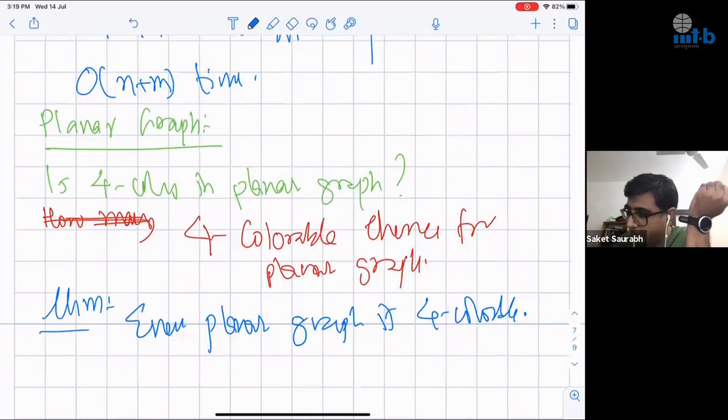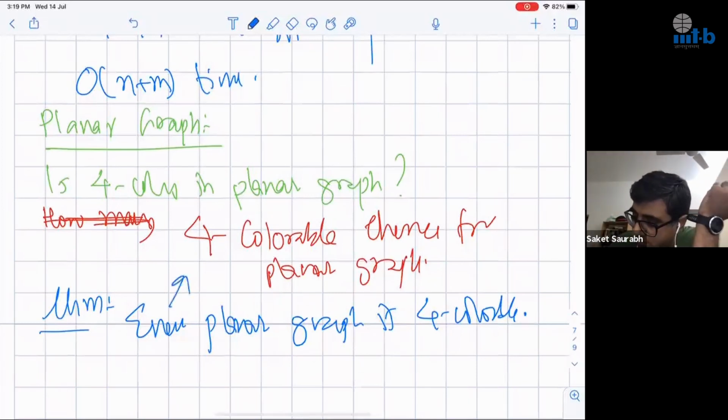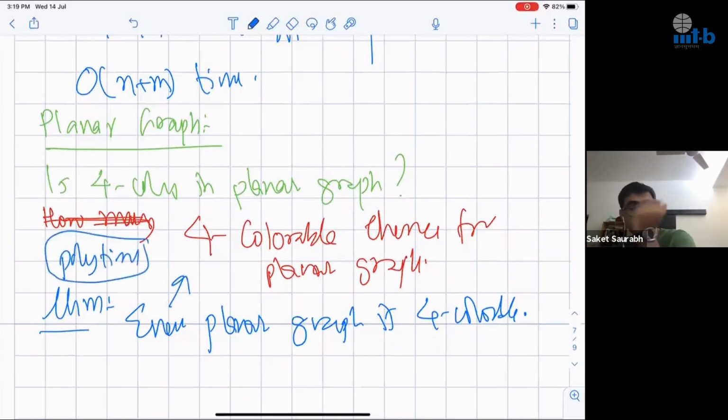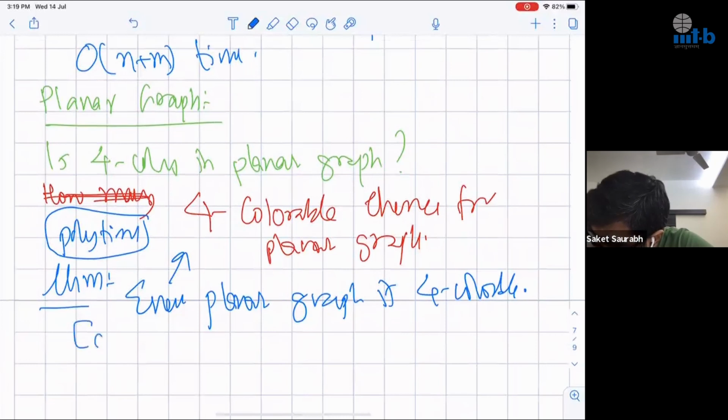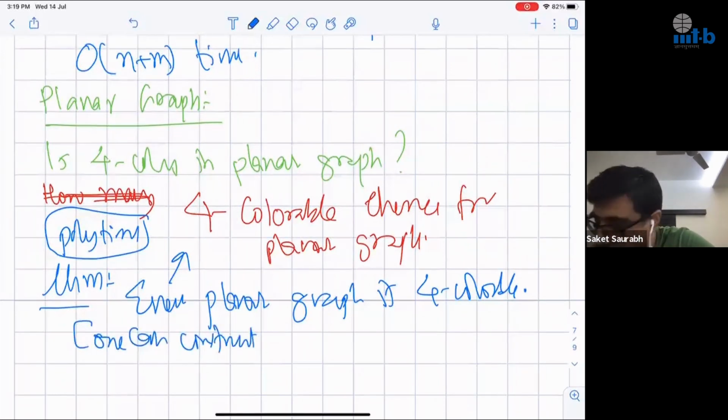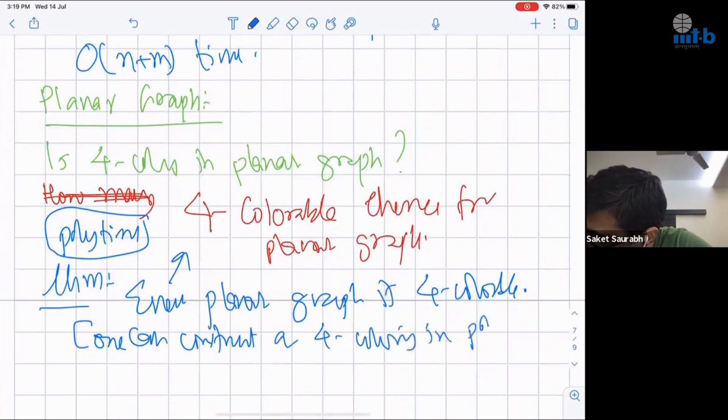So, of course, if this statement is true, then this algorithm is polytime. I check whether the graph is planar or not. If it is planar, yeah, it is 4 colorable. Done. In fact, one can construct a 4 coloring in polynomial time.